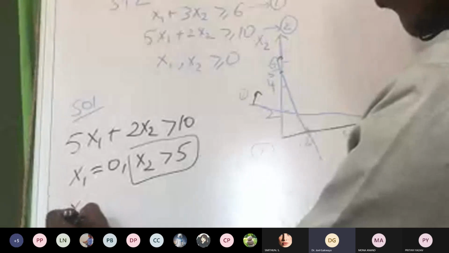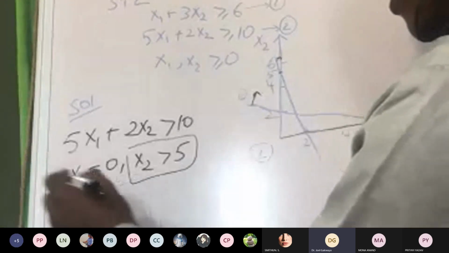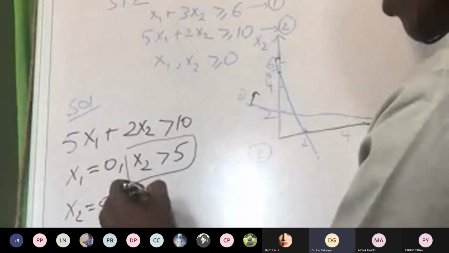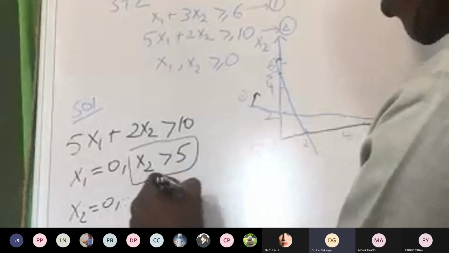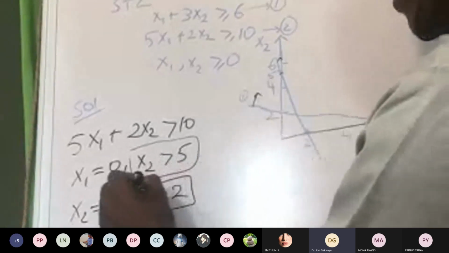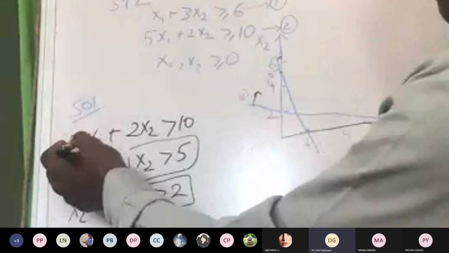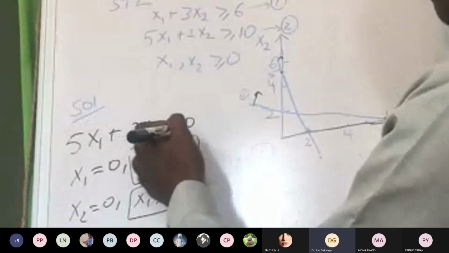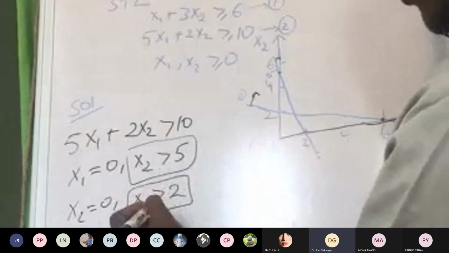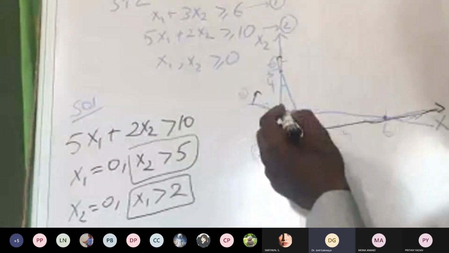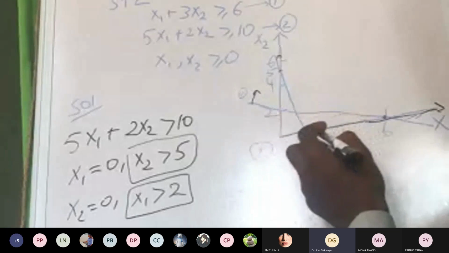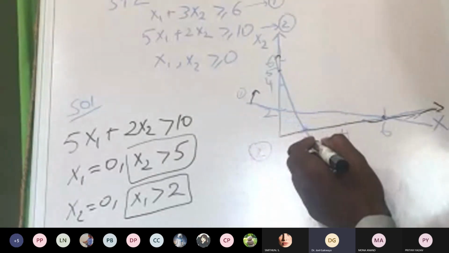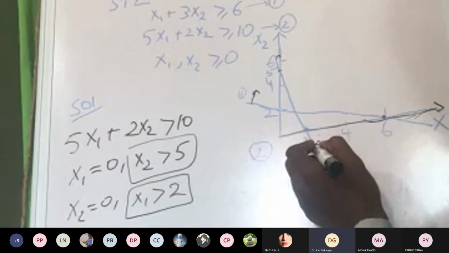When x2 is equal to 0, then what's the value of x1? The x1 value should be greater than 2. This is simple mathematics which all of you know: 10 divided by 5 is equal to 2. So it should be greater than 2. Where is the 2? 2 is here. All numbers which are above are here.